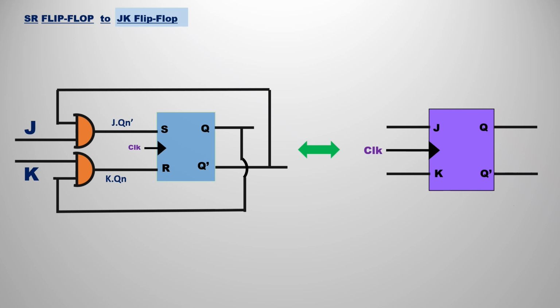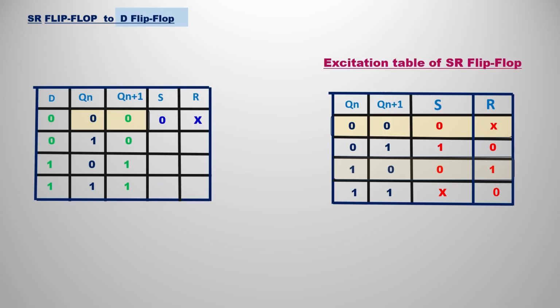The next thing we are going to find is the D flip-flop, that means we are going to build the D flip-flop with the help of the SR flip-flop. If you observe, this is the truth table for the D flip-flop and this is the excitation table of the SR flip-flop. We have already covered this excitation table of the SR flip-flop. Remember, we need this SR flip-flop excitation table for every conversion.